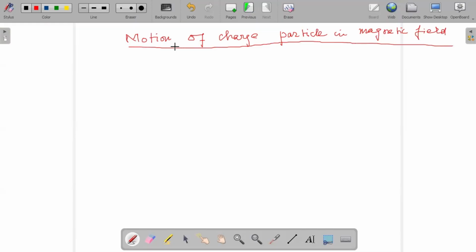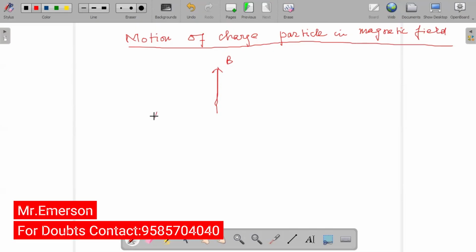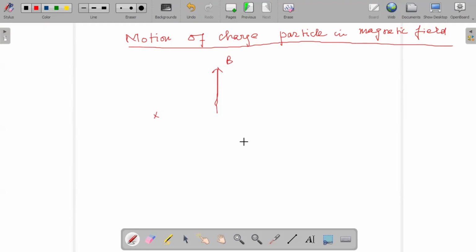Let us consider motion of a charged particle in a magnetic field. Let us consider a uniform magnetic field. Assuming the field is in the upward direction. A charged particle enters perpendicular to the magnetic field.